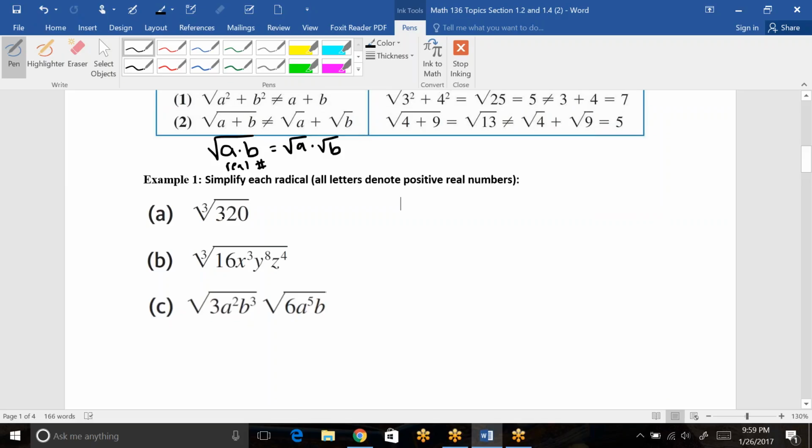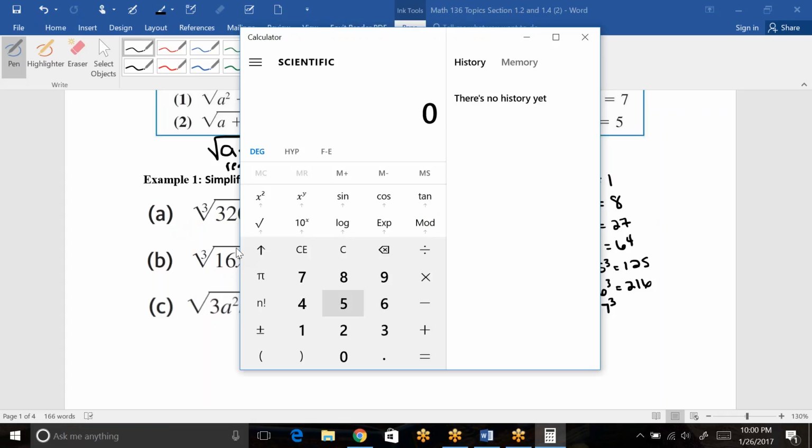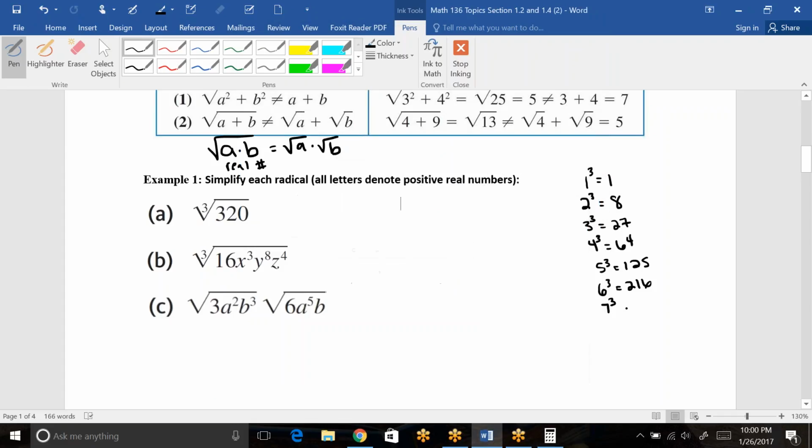So when we think about that, perfect powers mean whatever this root is. Since this is a cubed root, 1 cubed is 1, so I'm going to write a bunch of perfect cubes down here. 2 cubed is 8, 3 cubed is 27, 4 cubed is 64, 5 cubed is 125, 6 cubed is 216, and 7 cubed is actually going to be bigger than 320, so that means I can stop listing. 7 to the third is 343.